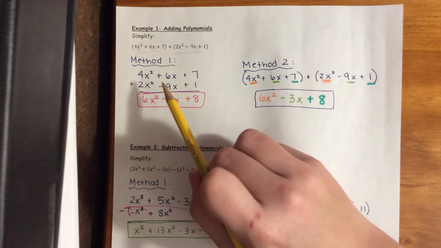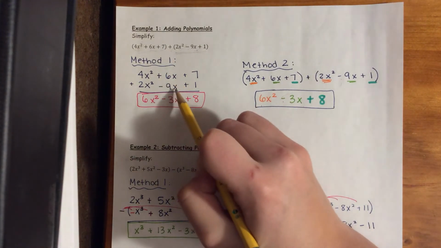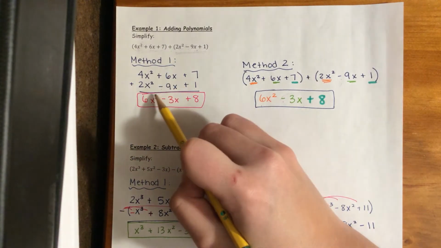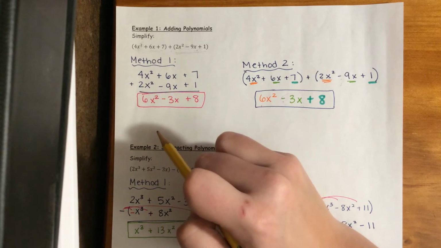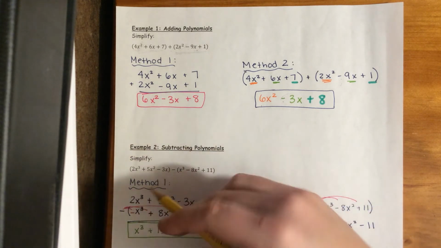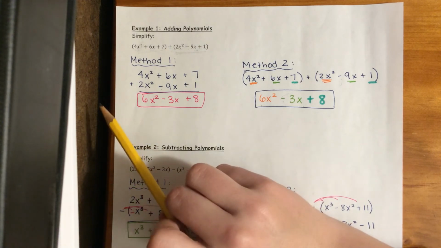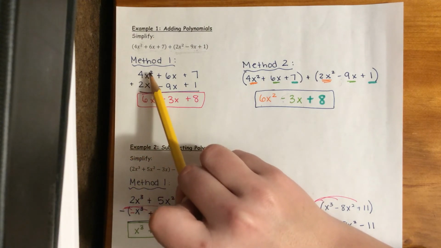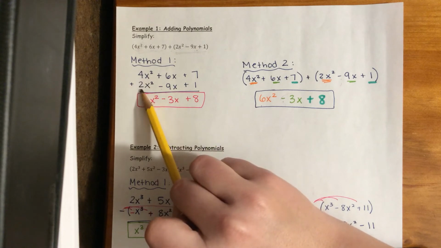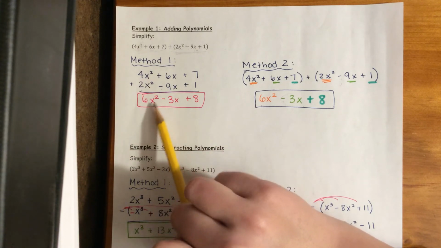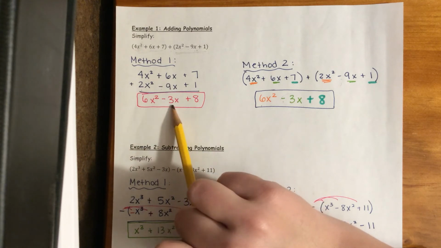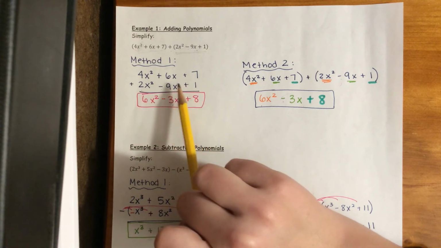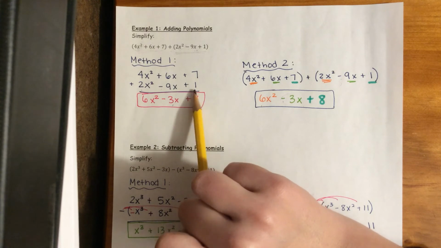So for example, 9x has to stay negative. So if I would move it for some reason over to the other side, make sure you take that negative with it. Otherwise you're changing the value of it and you're not going to get the correct answer. So same thing, 4x squared plus 2x squared, add the coefficients, keep the variable the same. So then you have 6x plus negative 9x, which gives you negative 3x, and 7 plus positive 1, you get 8.